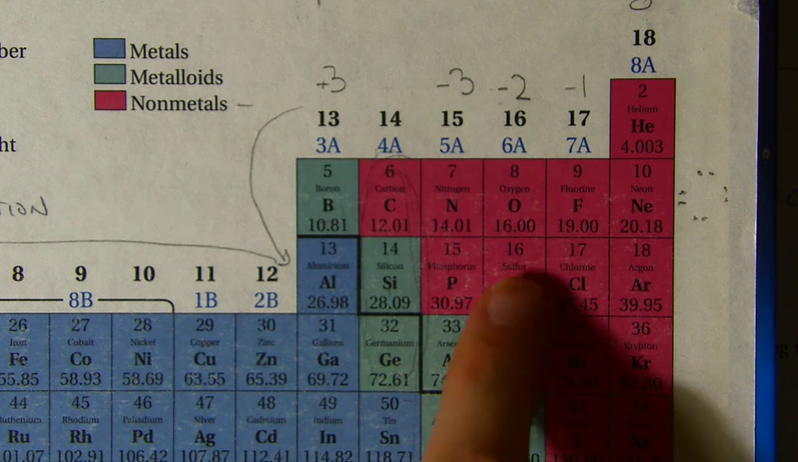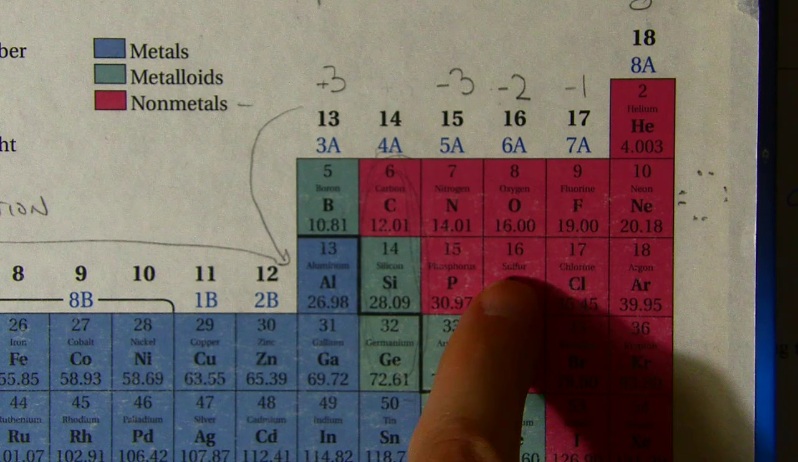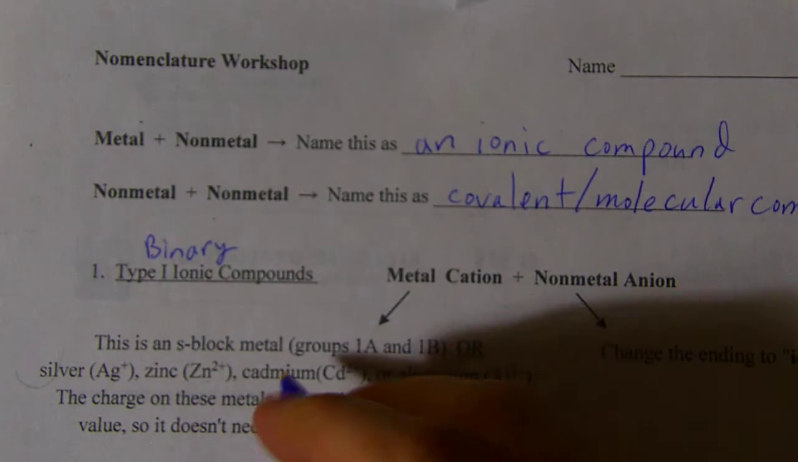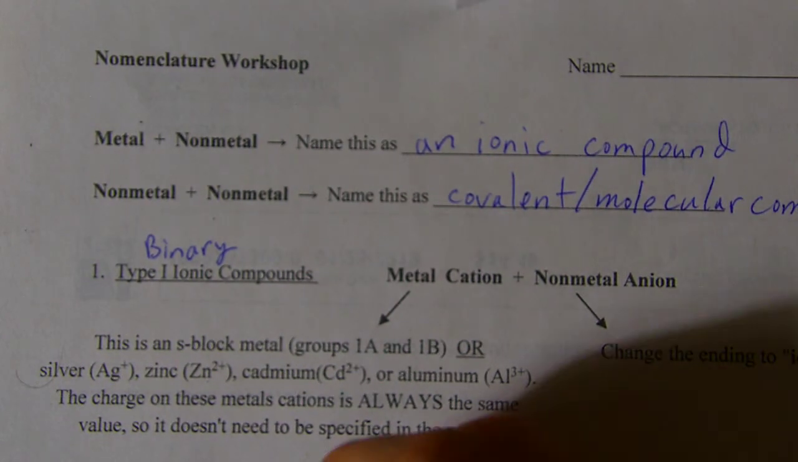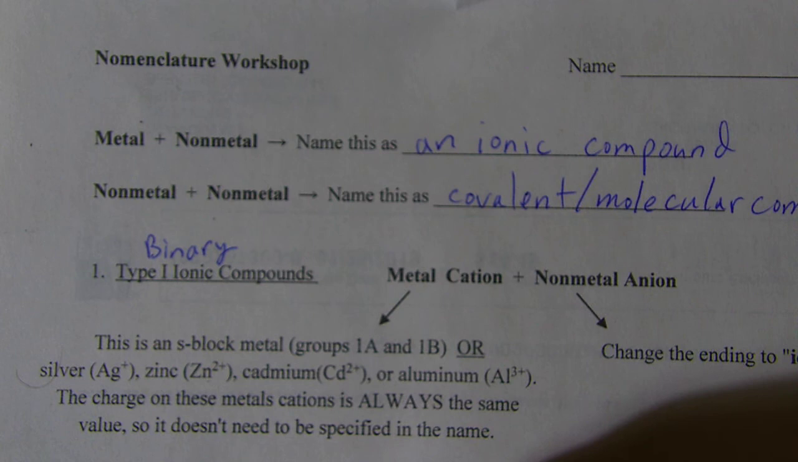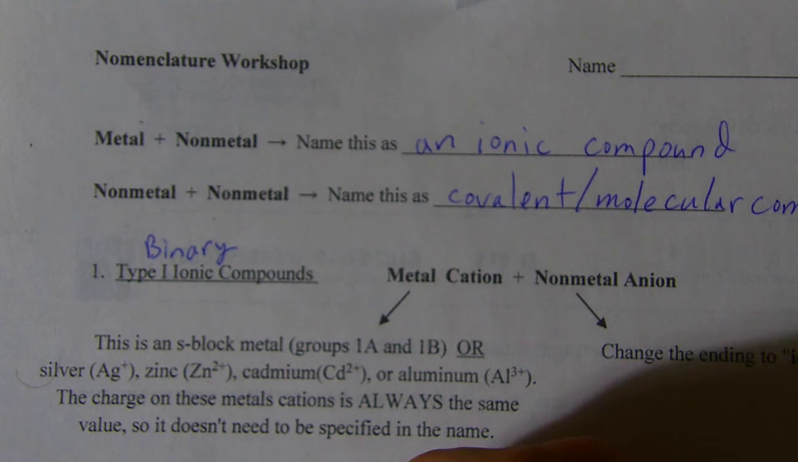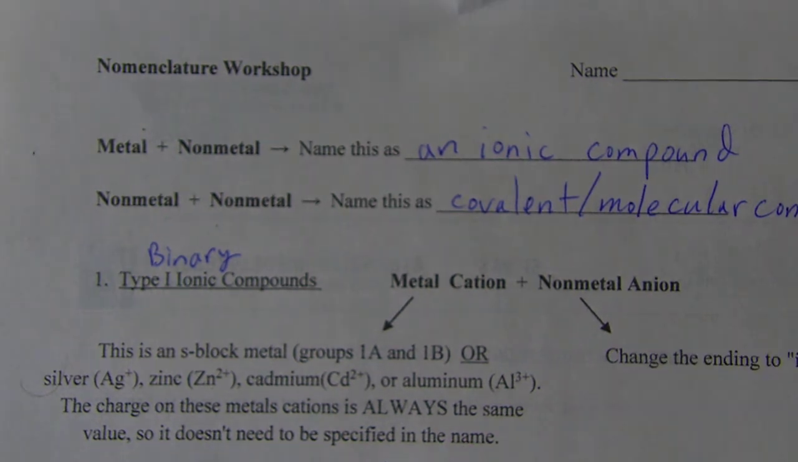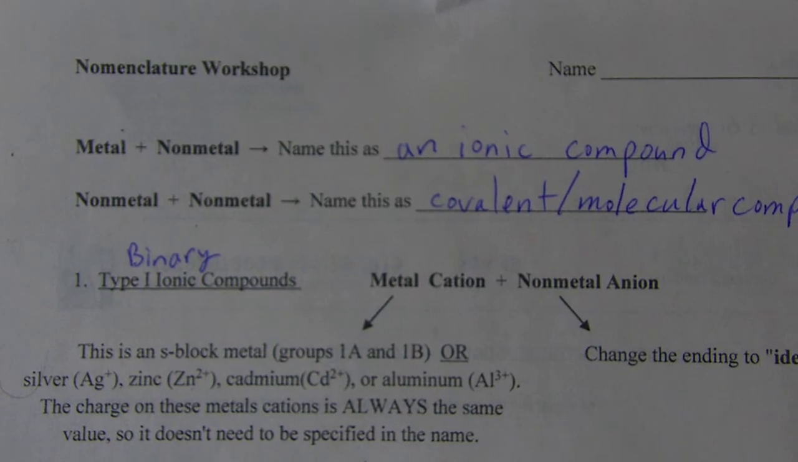So S is sulfur. So you're going to write sulfur, but what you need to do is drop the ending. So sulfur, you would drop the UR in this case, and then you would add IDE. So the name of this compound is sodium sulfide. Okay, let's try this one, MgCl2.